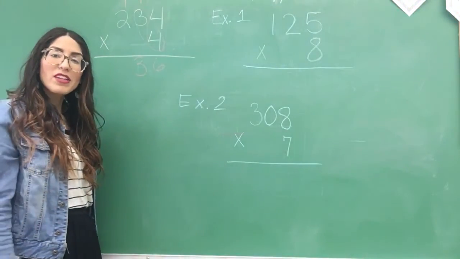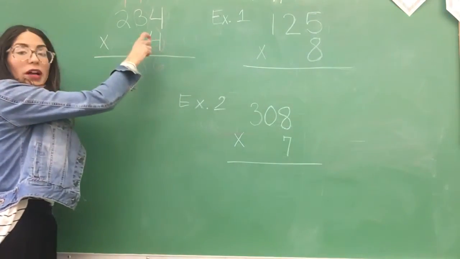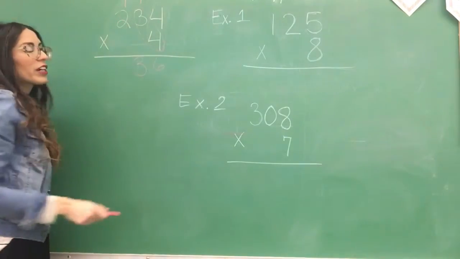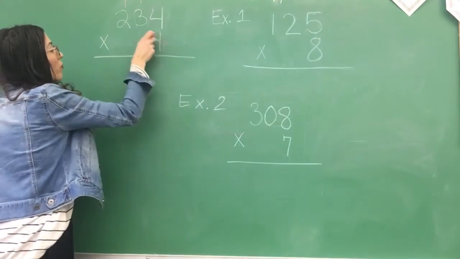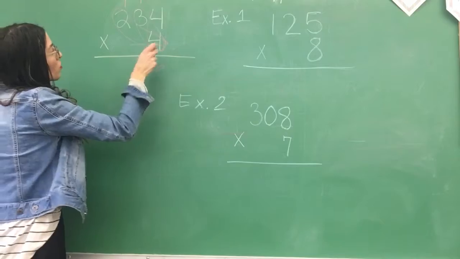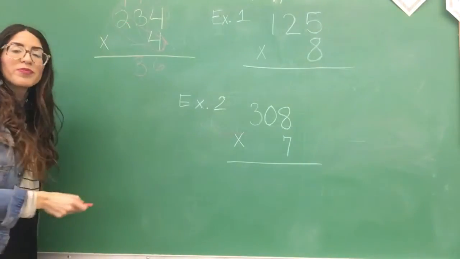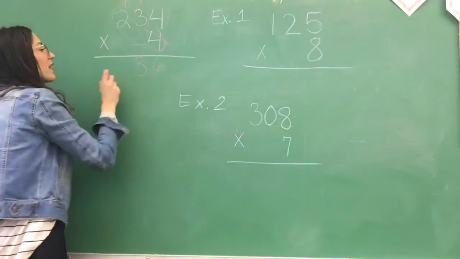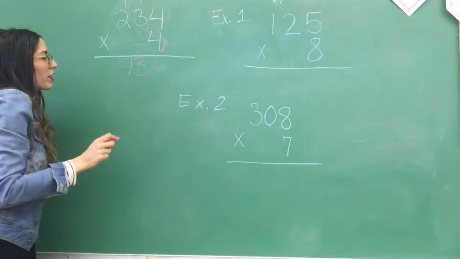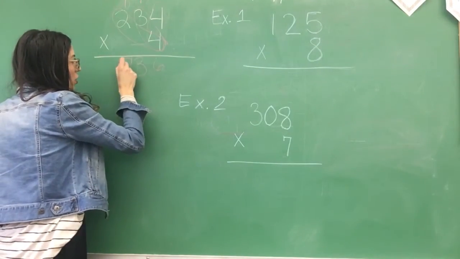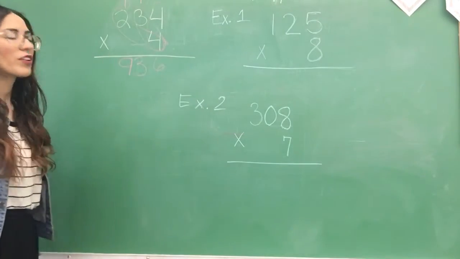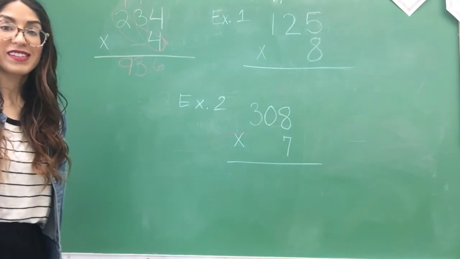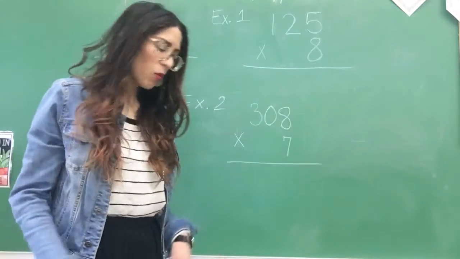Then the last step is to multiply 4 times 2. Very good. So the hundreds place now, right? Multiply 4 times 2. What's 4 times 2? Good. It is 8. And then don't forget to add the 1. 8 plus 1, 9. Very good. So we have our answer for the new concept, 936. Okay? Let's go to our example 1.